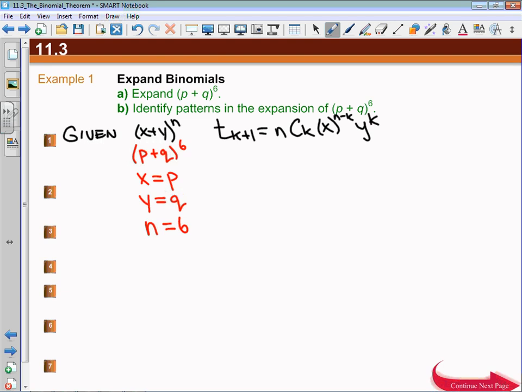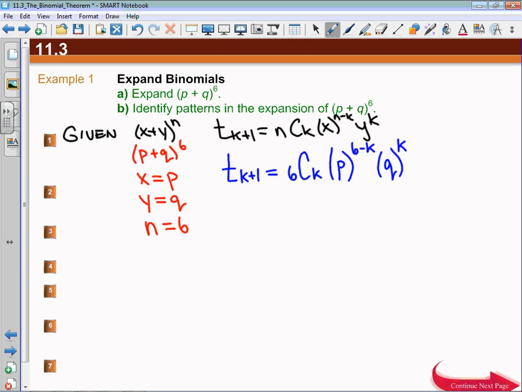And the reason why I want to push this so much is that if we can identify that x is represented by p and y is represented by q, then I can actually rewrite that formula and make it specific to this question. And I can say that term k + 1 is equal to, well, n is 6. So it's 6 choose k times x, which is represented by p to the power of 6 minus k, times y, which is represented by q to the power of k.